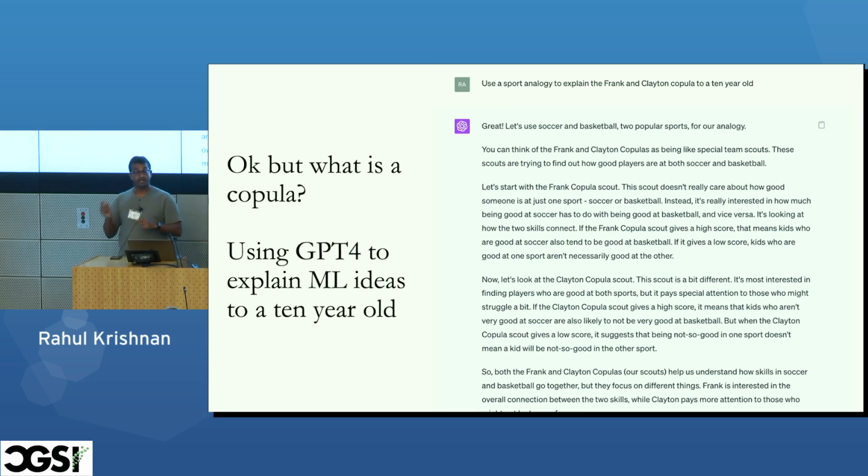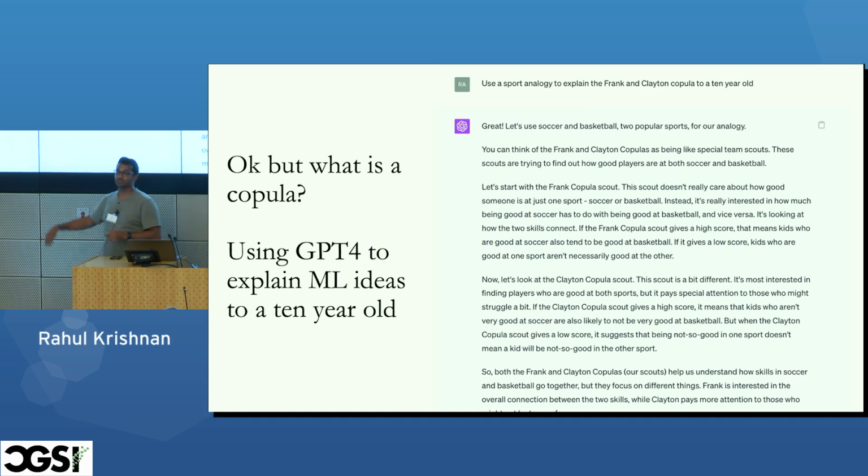And so if the Frank copula scout gives a high score, it means that kids who are good at soccer also tend to be good at basketball. But if it gives a low score, it doesn't necessarily mean that the kid is good at one or the other. So this is an interesting way to think about modeling dependence, and it's certainly not the only way, but it is the one that we adopted for this work.